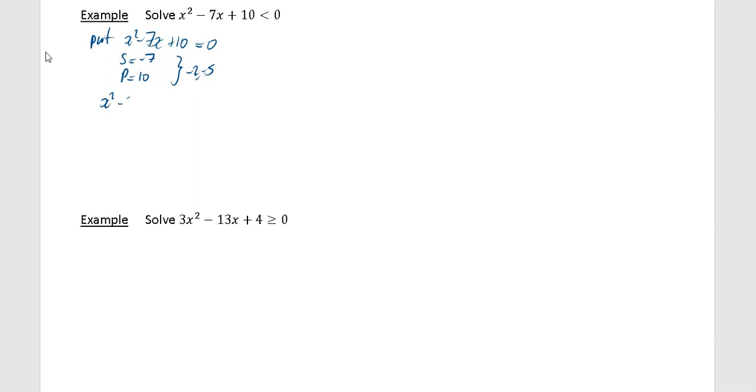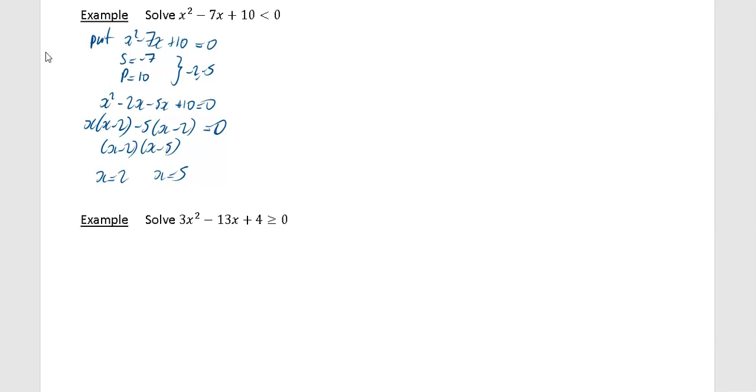Okay, so you rewrite your equation as x squared minus 2x minus 5x plus 10 equals 0. And then factorize the first two terms. You'll have x minus 2 and then minus 5 upon x minus 2 is equal to 0, which means x minus 2 and then x minus 5. So that means x is equal to 2 or x is equal to 5.